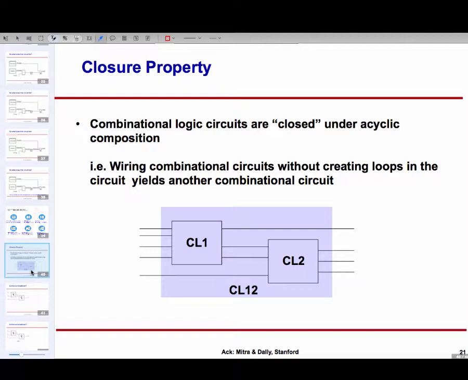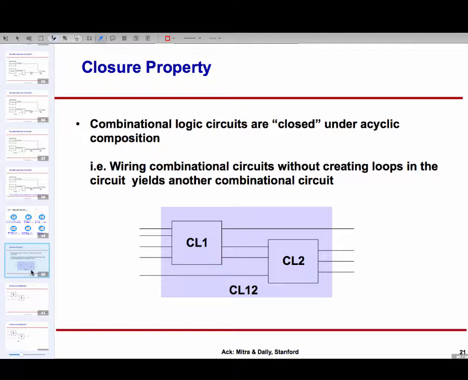Combinational logic is closed under what is called acyclic composition. So what that means, in plain English, is let's say I give you combinational logic boxes and I let you wire them up. When you wire them up, as long as you do not create cycles, that is, I never have a situation where an output goes back to an input so that I can trace through this graph and come back to wherever I started. So I don't have a cyclic graph. As long as I'm wiring them up without creating loops, then the new circuit that I will have, the new logic system, will also be combinational.